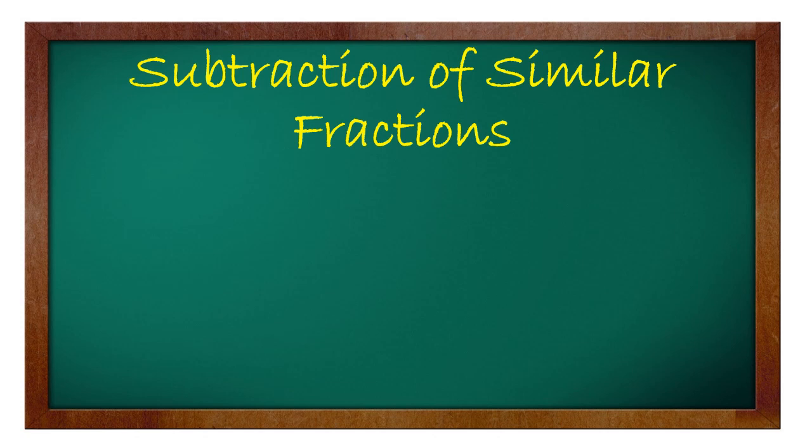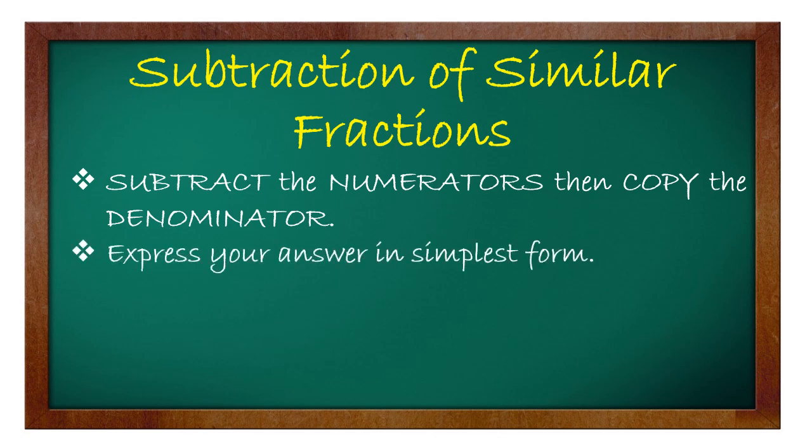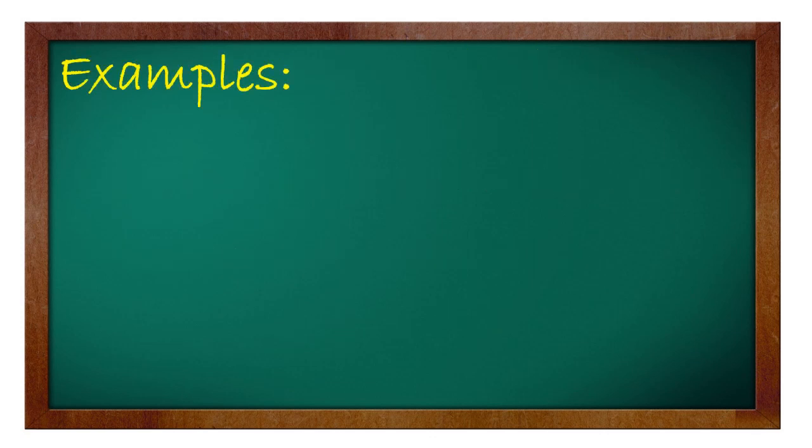Okay, next is the subtraction of similar fractions. So how do we subtract similar fractions? So we just simply subtract the numerators and then copy the denominator. Of course, you have to express your answer in simplest form. So we have A over B minus C over B. So i-minus lang natin yung numerator. So A minus C, and then copy natin yung denominator, which is B. Okay, so let's have an example para mas maintindihan ninyo. So, 7/9 minus 2/9.